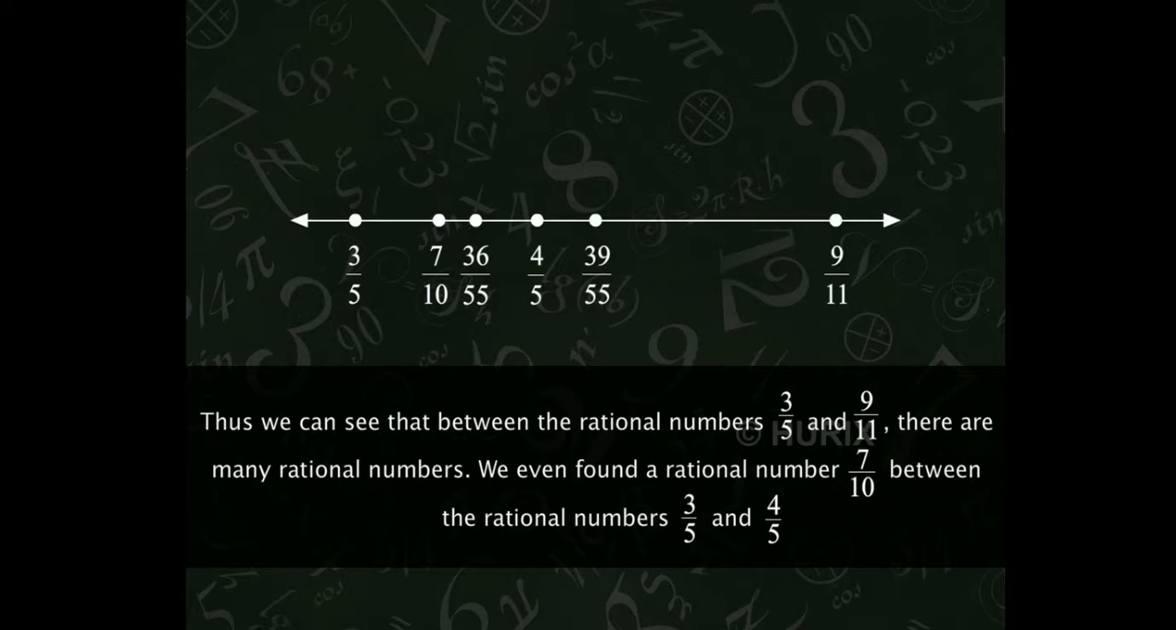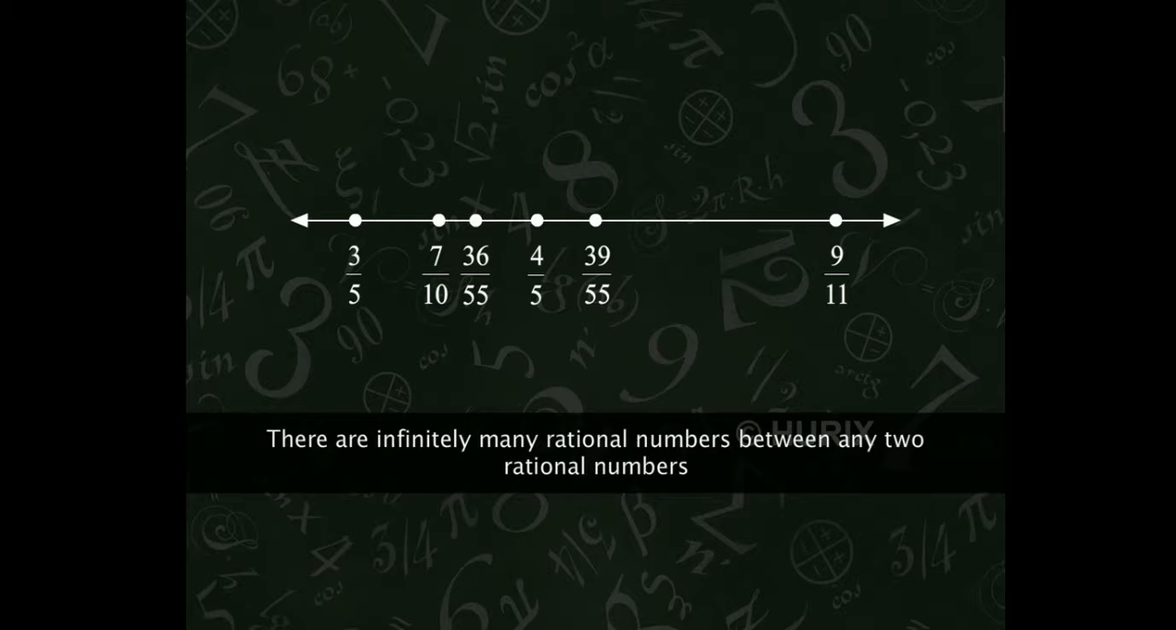Thus we can see that between the rational numbers 3 by 5 and 9 by 11, there are many rational numbers. We even found a rational number 7 by 10 between the rational numbers 3 by 5 and 4 by 5. Thus we can infer that there are infinitely many rational numbers between any two rational numbers.